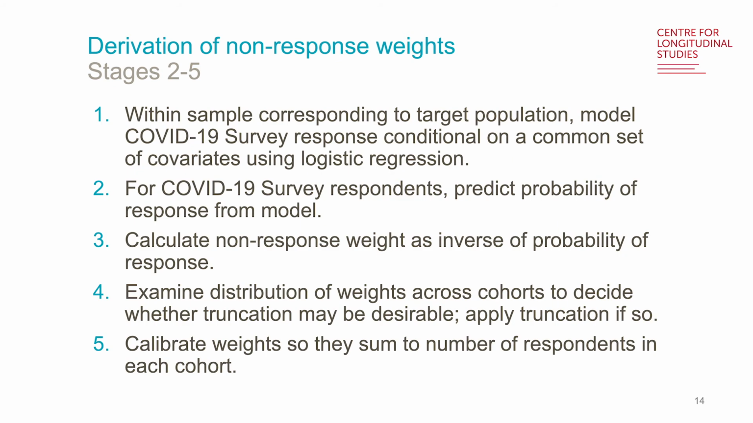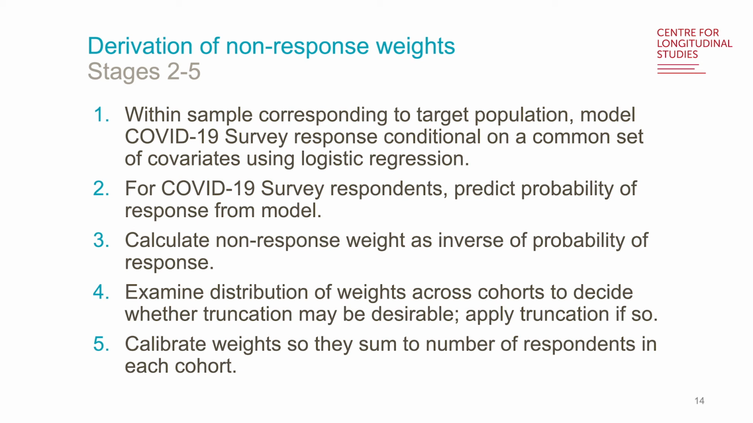Okay, so having gone into a little bit of detail on stage 1, I'm now just going to whiz through stages 2 to 3 in this single slide. So as I said, from this response model, we predict the probability of response. We then take the inverse of this probability to calculate the non-response weight. We then conducted, as I said previously, a number of test analyses using different levels of truncation to the non-response weights.